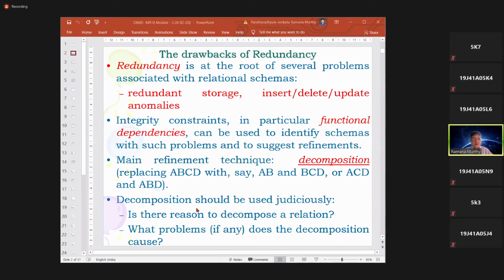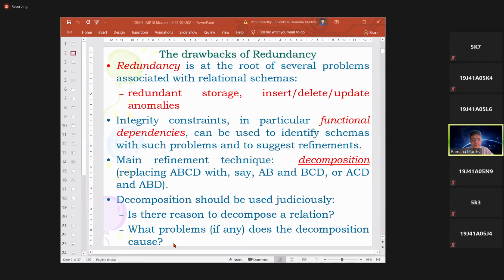So whenever inserting, deleting, or updating any data in the table, it creates side effects that we call anomalies. Whatever problems are associated with inserting, deleting, and updating, we call the insertion, deletion, and updation anomalies. Using the functional dependencies, I told you we can identify some refinements. One of the refinement techniques is called decomposition.